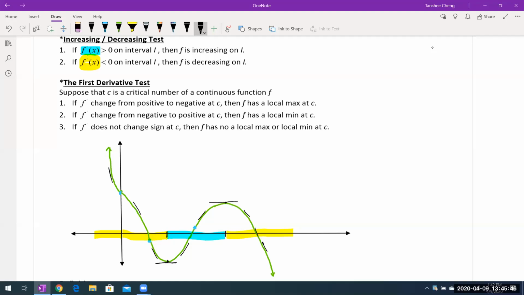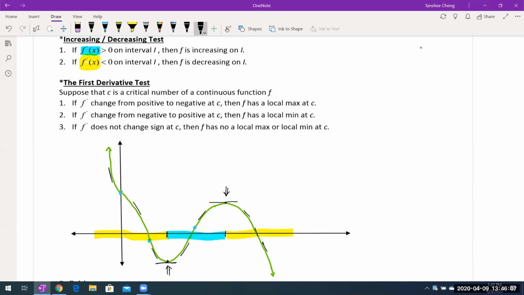So the first derivative test, right? What the first derivative test will allow us to do is find out where the local maximum and the local minimum values are going to be, okay? Where the local max and then local min are going to be.